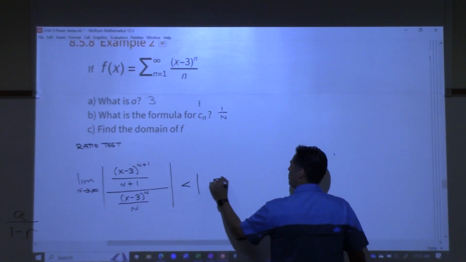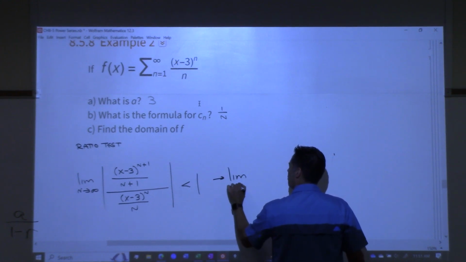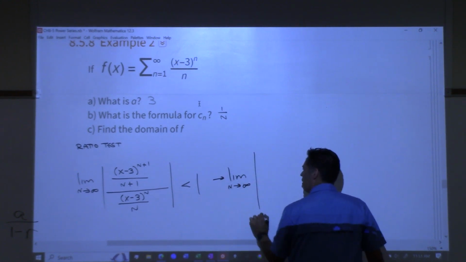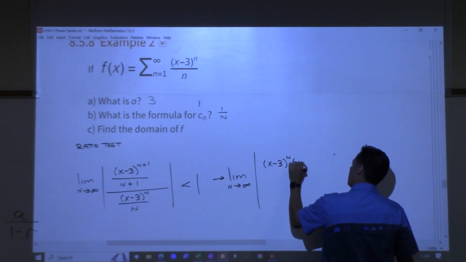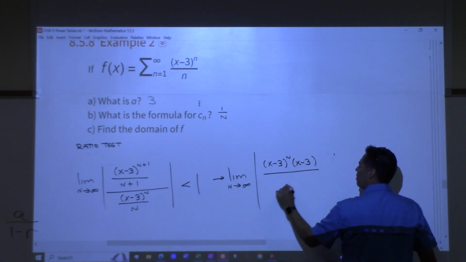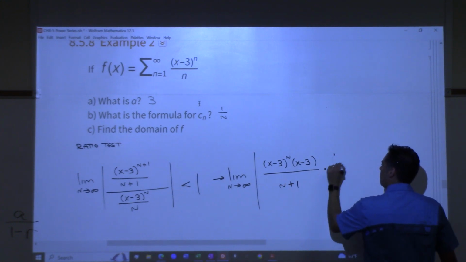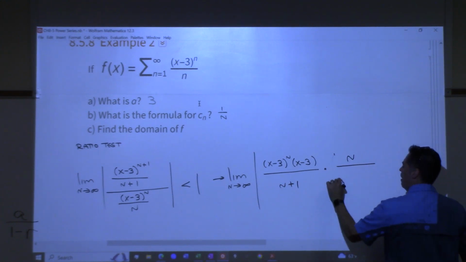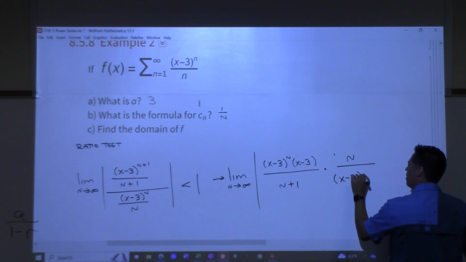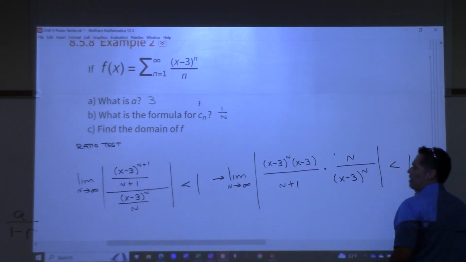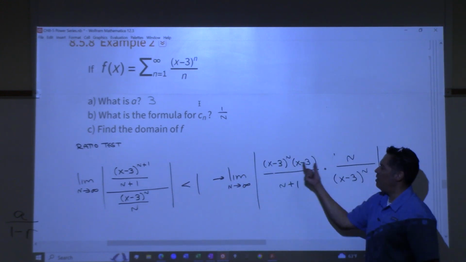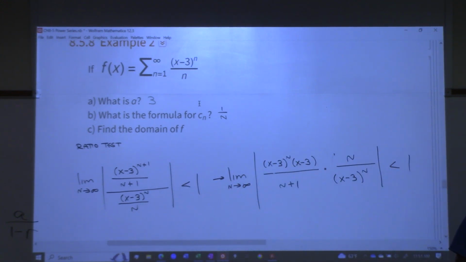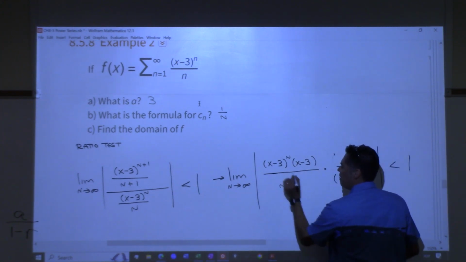But that becomes limit, n goes to infinity, absolute value. Okay, we have x minus 3 to the n times x minus 3 all over n plus 1 times, I'm flipping the one on the bottom up to the top, flipping things over. I think we've done that enough times, yeah? Taking this fraction, flipping it, and then also splitting the x minus 3 to the n plus 1 into 2 pieces. Any questions on what I've done algebraically there?